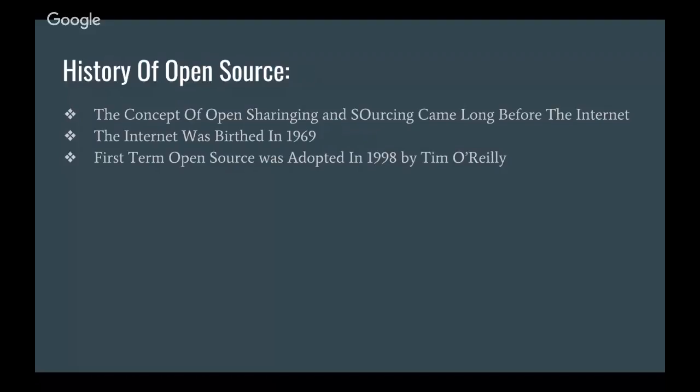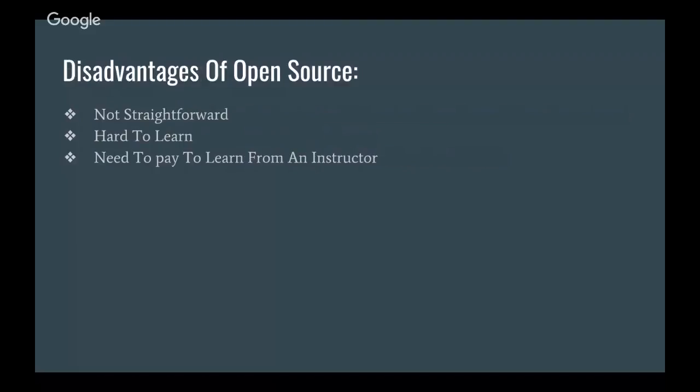The term open source was adopted by a group of people held at Palo Alto, California. The Open Source Summit, organized in April 1998 by technology publisher Tim O'Reilly. So that's just a really brief history, and then we're going to move on to the disadvantages.